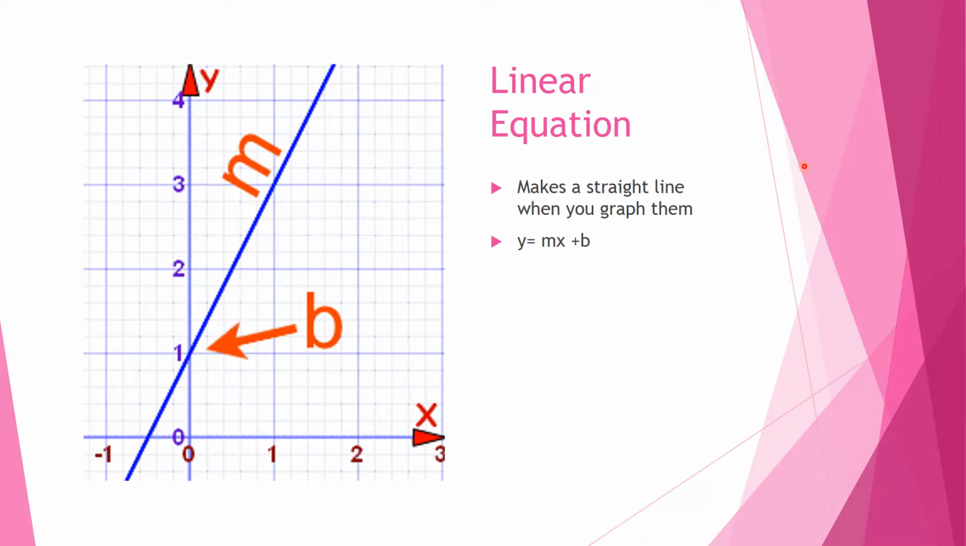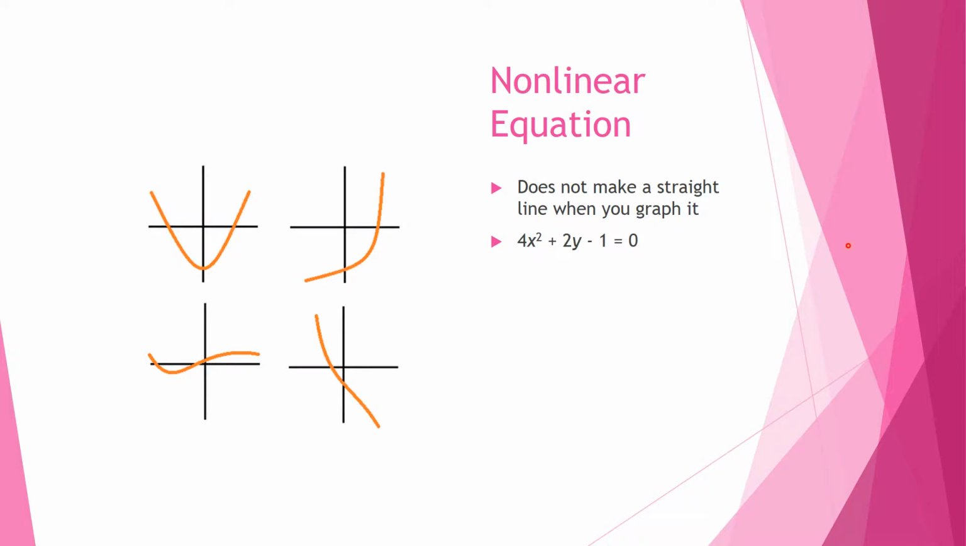Linear equation. A linear equation makes a straight line when you graph it. So a linear equation makes this straight line when you graph the points. A nonlinear equation does not make a straight line when you graph it.